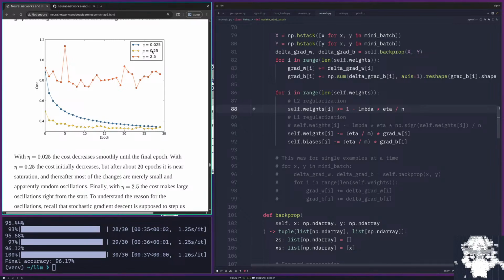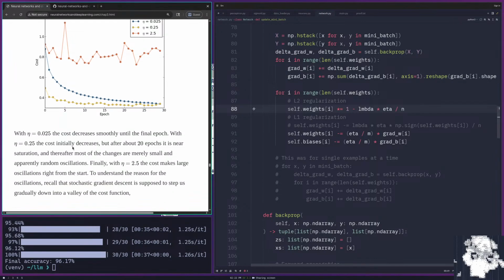So the middle eta seemed to be the best. With eta equals 0.025, the cost decreases smoothly until the final epoch. With eta equals 0.25, the cost initially decreases, but after about 20 epochs it is near saturation, and therefore most of the changes are merely small and apparently random oscillations. Finally, with eta equals 2.5, the cost makes large oscillations right from the start.